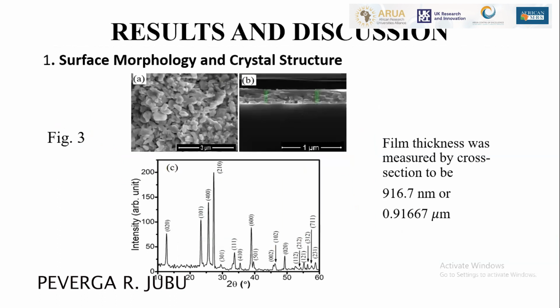Figure 3 here shows the surface morphology. Figure 3A shows the surface morphology. We can see nano aggregates, which were measured to be 916.7 nanometers. The crystal structure was measured by the XRD diffraction method, which is figure 3C. We can see that only one phase of molybdenum oxide has been produced, the alpha phase.